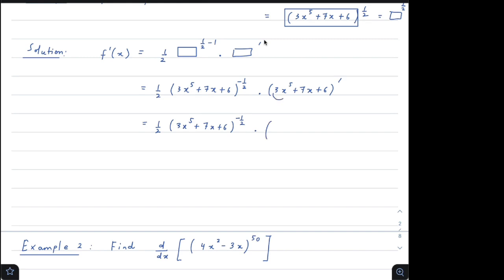The derivative of 3 times x to the 5 is 15x to the power 4. The derivative of 7x is 7.